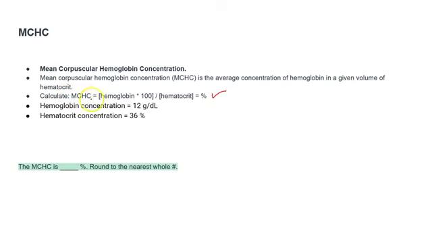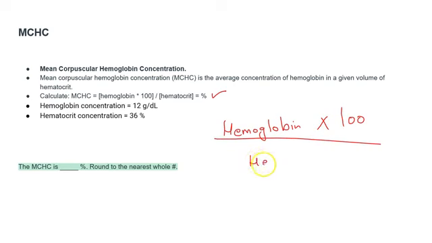So the MCHC equals hemoglobin concentration multiplied by 100 divided by hematocrit. And then the MCHC unit is percentage. You only need these two numbers, the concentration of the hemoglobin and the hematocrit concentration, which we are going to give you as well.